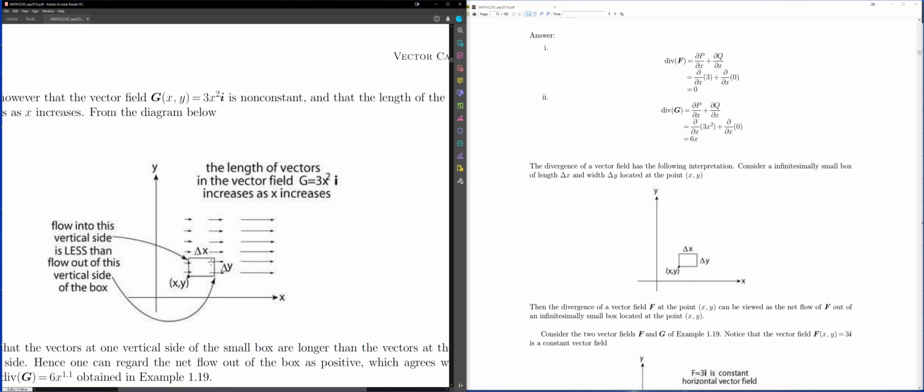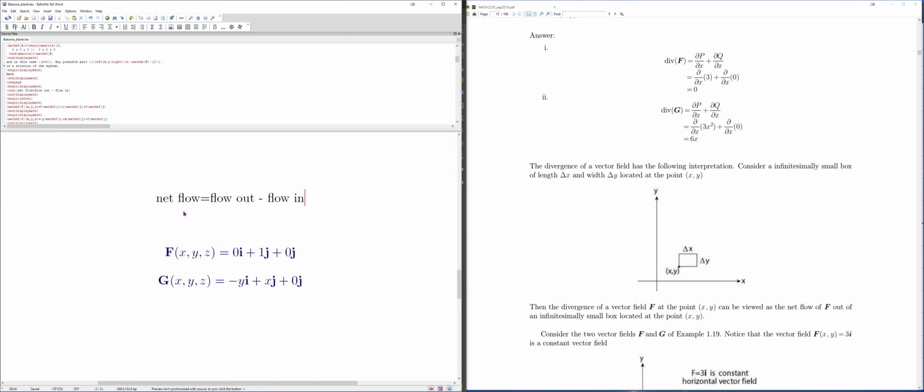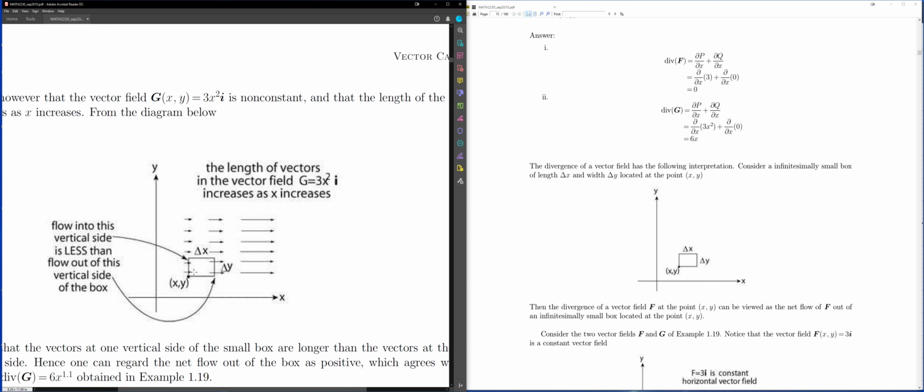But in this case, the speed of the fluid flow is increasing as you move in this x direction. So you have more flow out on this vertical side than you have flow in over here. Using this idea of what a net flow is, your net flow is flow out minus flow in. In this case, the flow out is larger than the flow in, so I'd expect a positive net flow for this box.